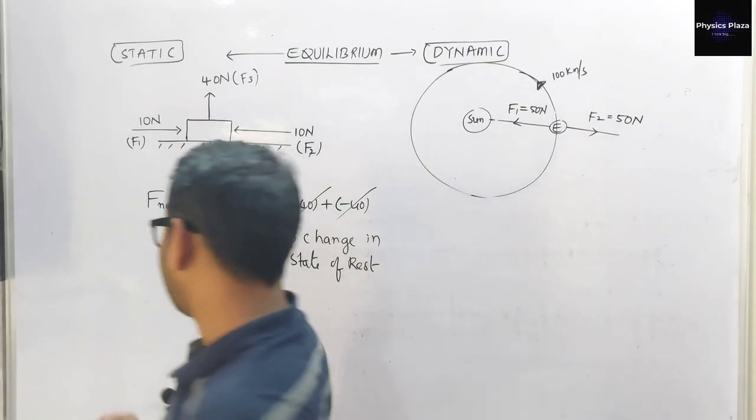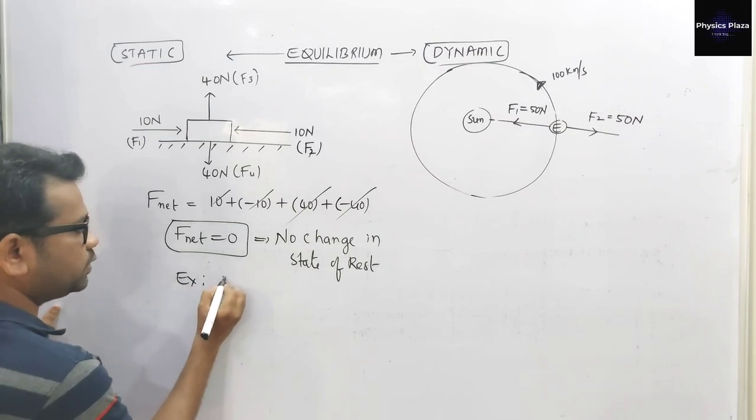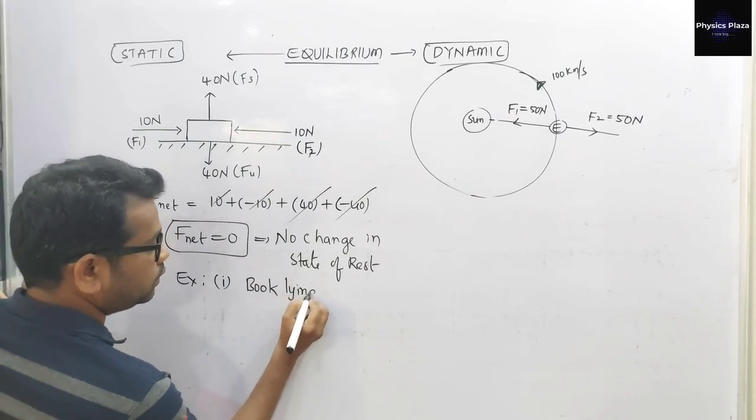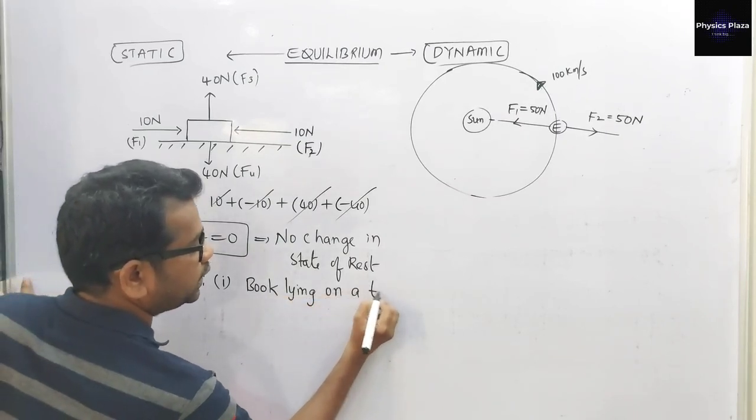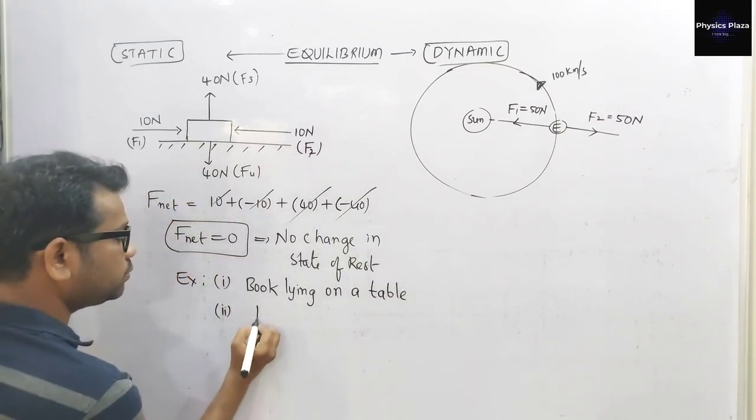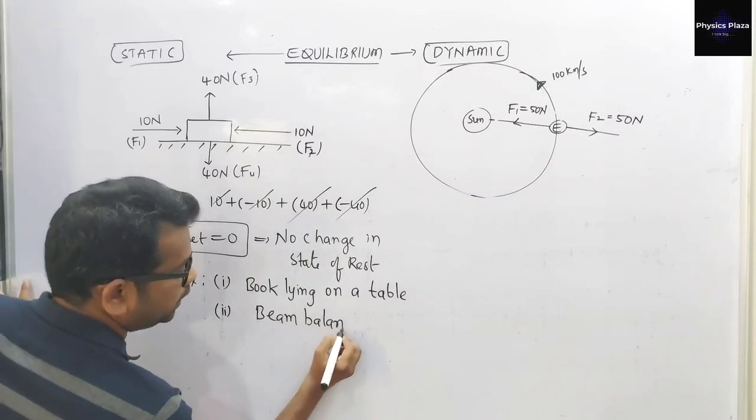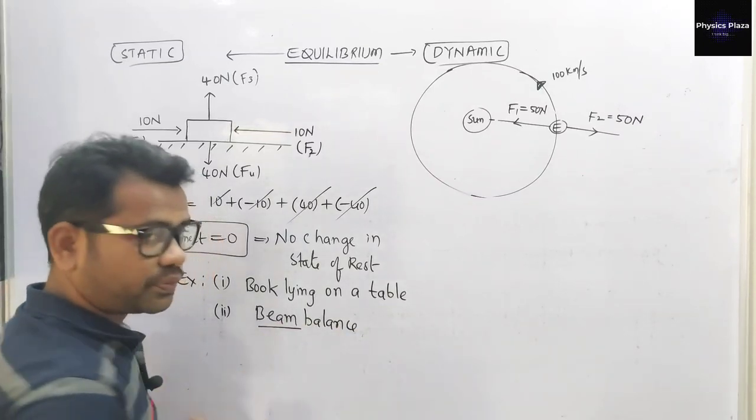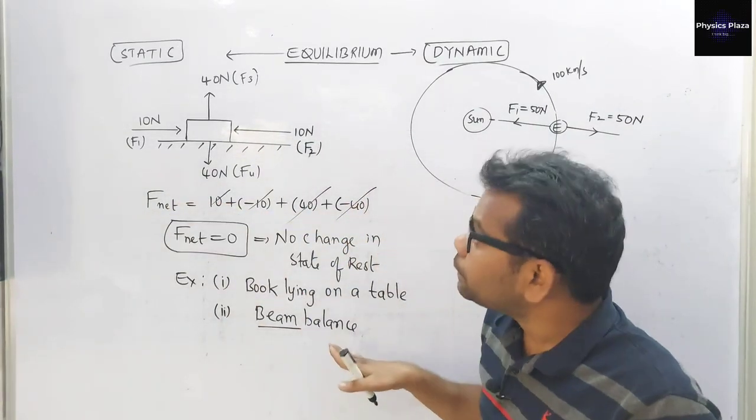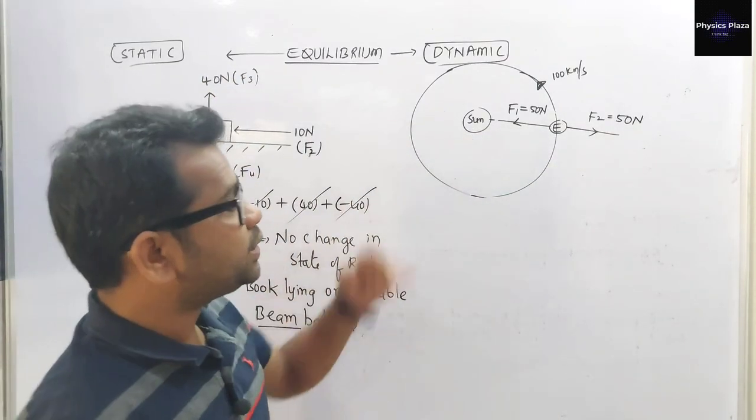Children, examples are very, very important. Let us see some examples of static equilibrium. First one: a book lying on a table. And the second one, children, a beam balance. When the beam is balanced, the beam of that balance will be in static equilibrium. It's very important.